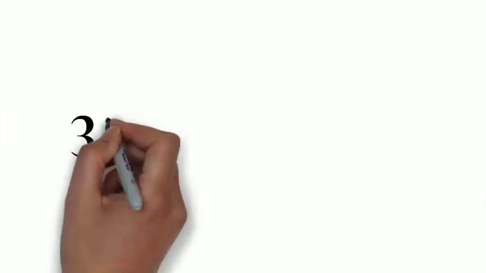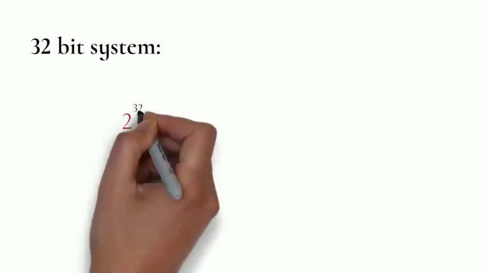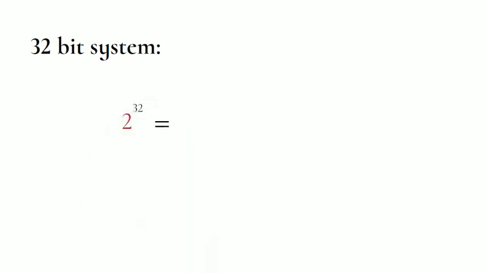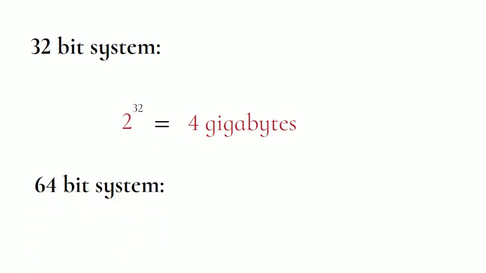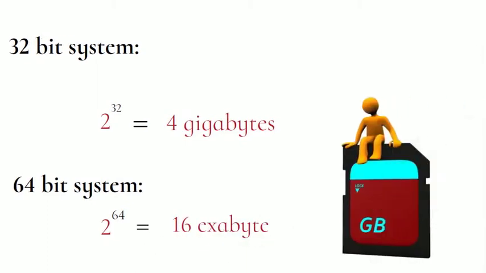A 32-bit can reference 2 to the 32nd power bytes of memory, which is equal to about 4 gigabytes. However, a 64-bit can reference 2 to the 64th power bytes of memory, which is about 16 exabytes, which is 4 billion times more memory than a 32.